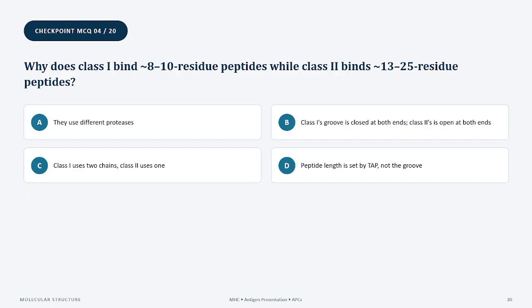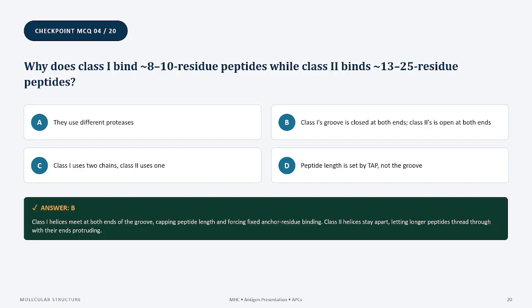Yes, because of the closed and open ends of those grooves. The class 1 groove is closed at both the ends, and the class 2 is open, so it can accommodate longer peptides with their ends protruding for class 2.